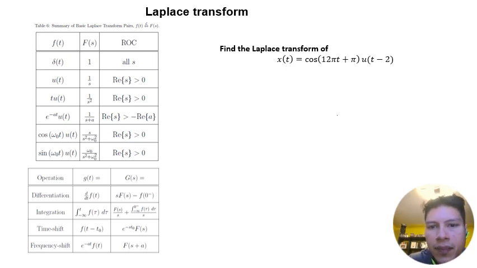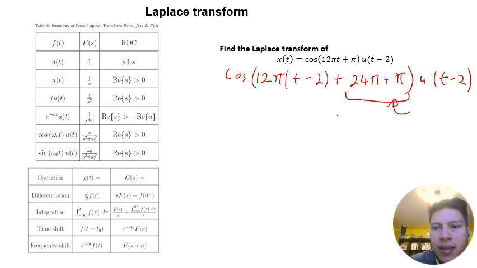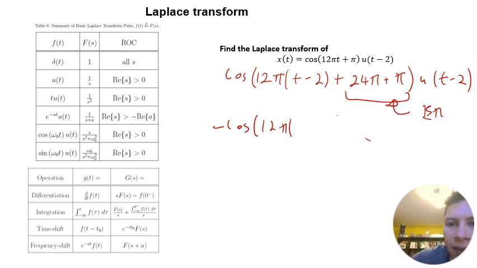So we have cosine of 12 pi t minus 2 plus 24 pi plus pi, u of t minus 2. But remember that since cosine is a periodic function, if you add 24 pi to it, that's just equal to negative cosine of 12 pi t minus 2, u of t minus 2.